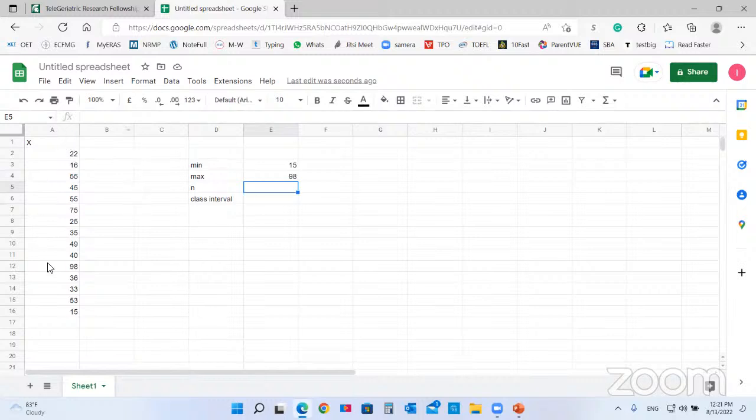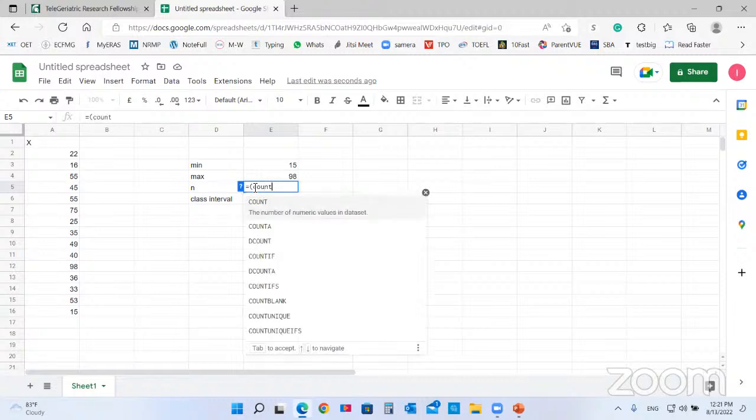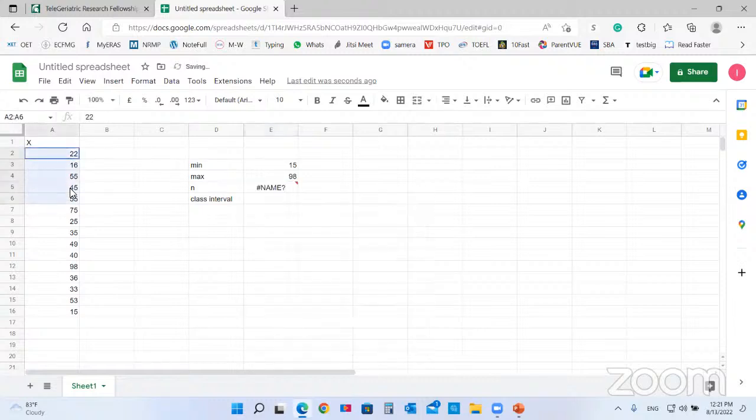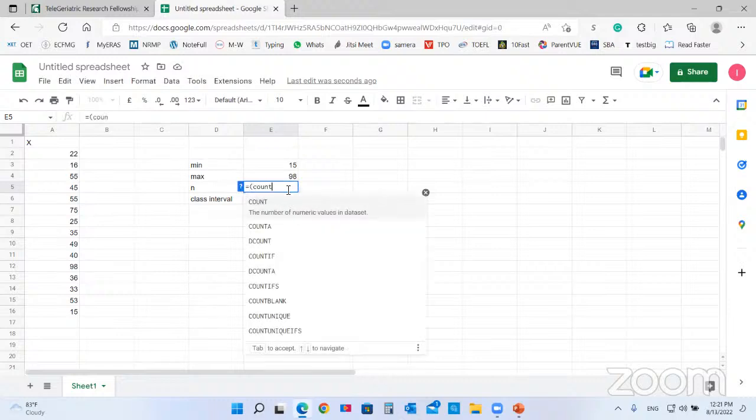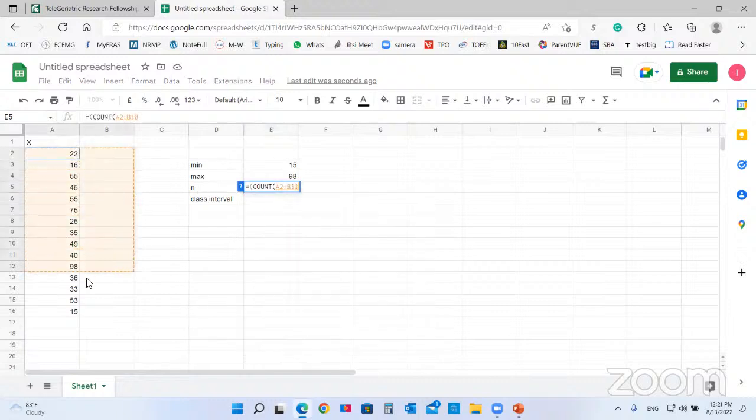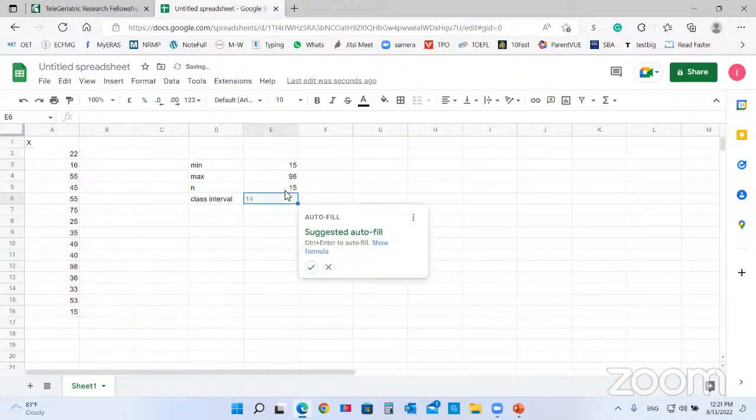To count the number of all these variables, you press equal, open bracket, COUNT, and highlight our data. Sorry, something went wrong. I will do it again. Okay, equal, COUNT, tab here, then highlight, and as you see here, from A2 to B16, and then press enter. The number of variables is 15.